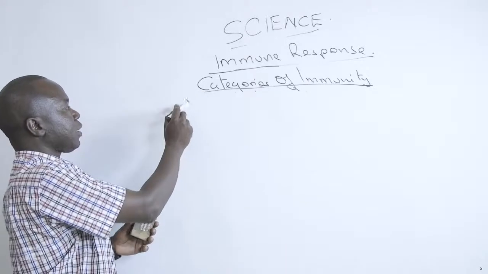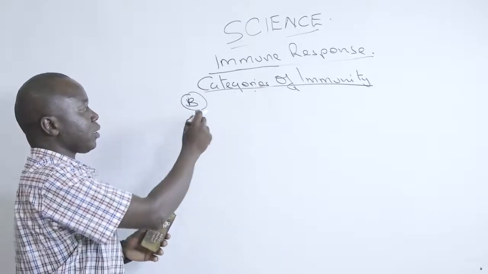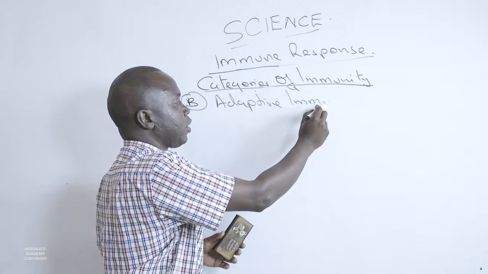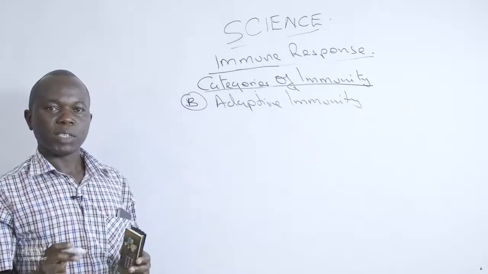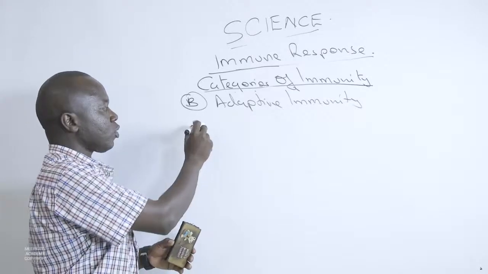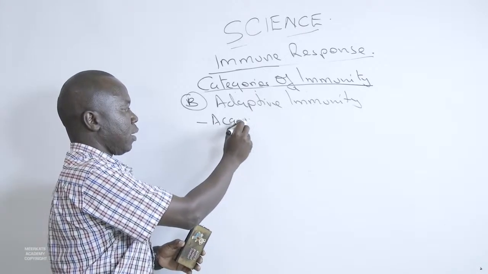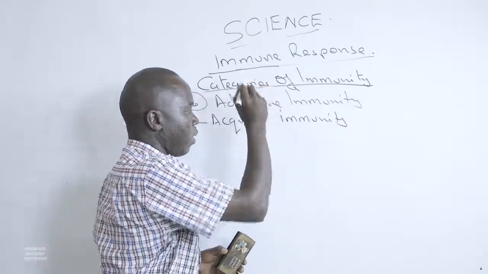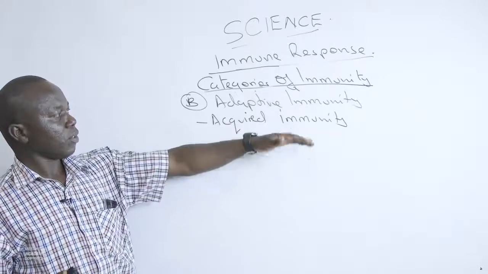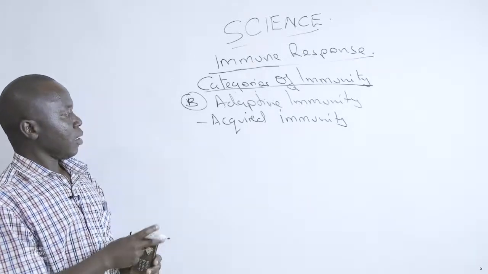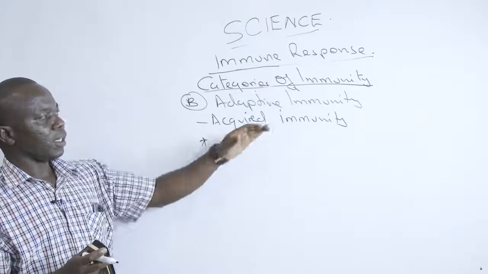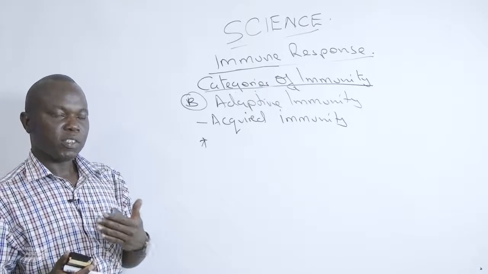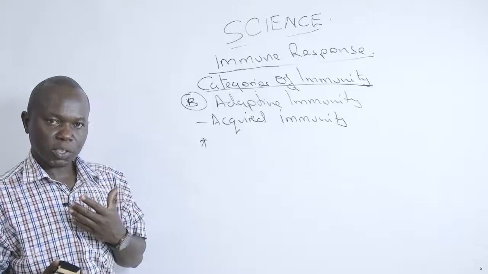And then the second category, of the two broad ones, we have adaptive immunity. Adaptive immunity is also called acquired immunity. And I've said we are going to have different kinds, as we shall be able to find out. But what is the main feature or characteristic of adaptive immunity? The main feature of adaptive immunity is that the body will be exposed.